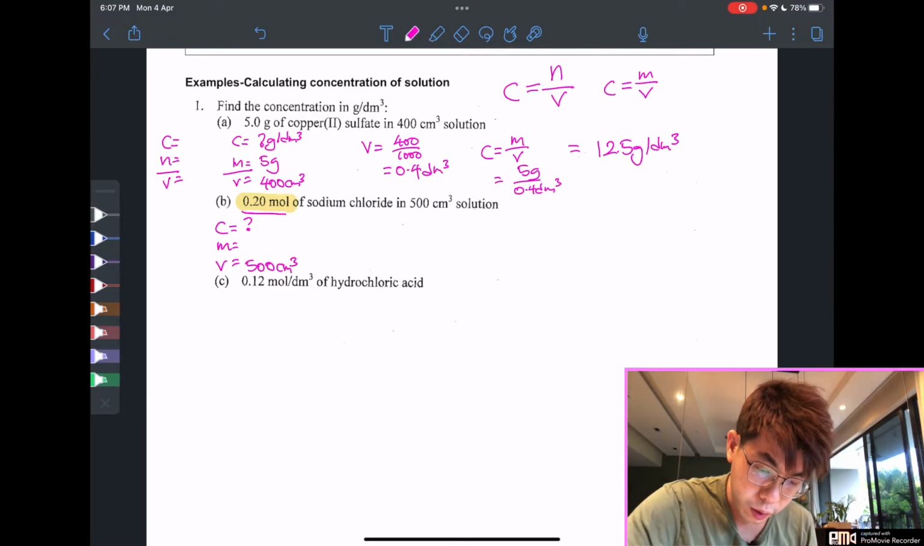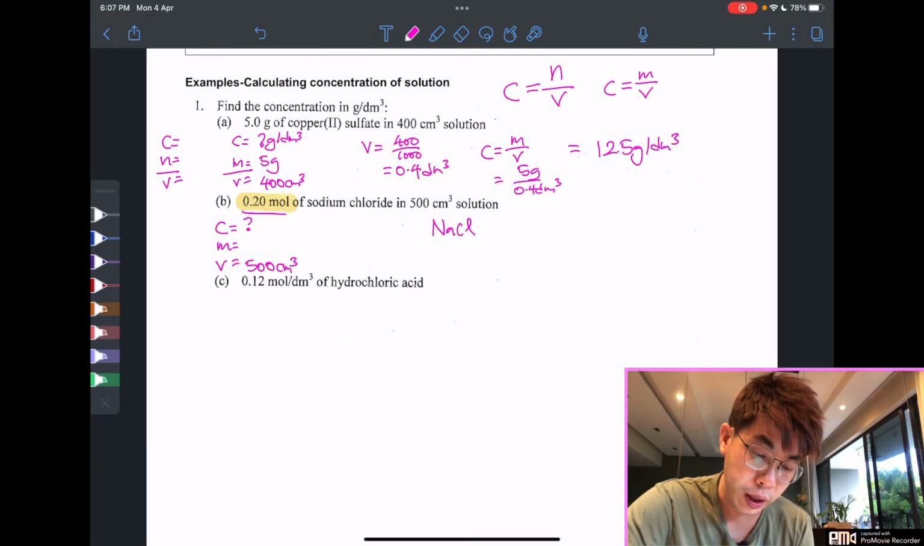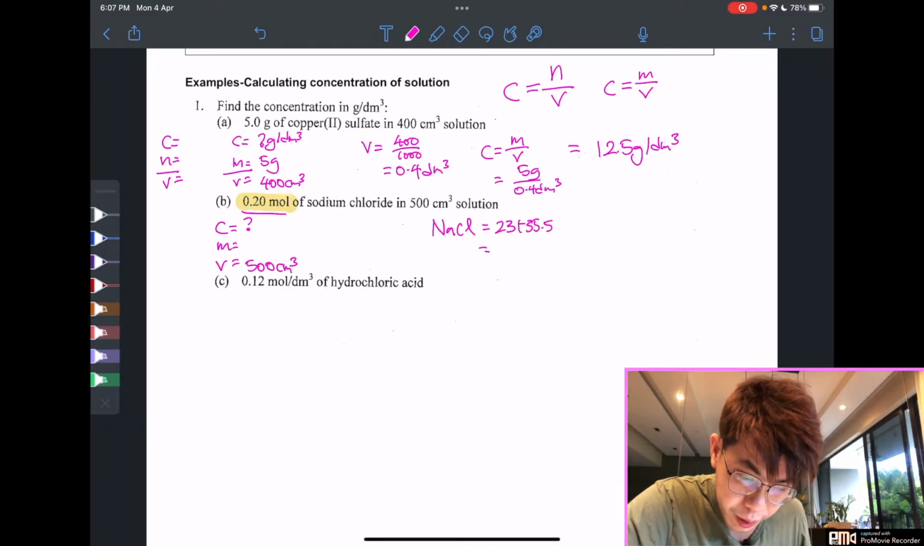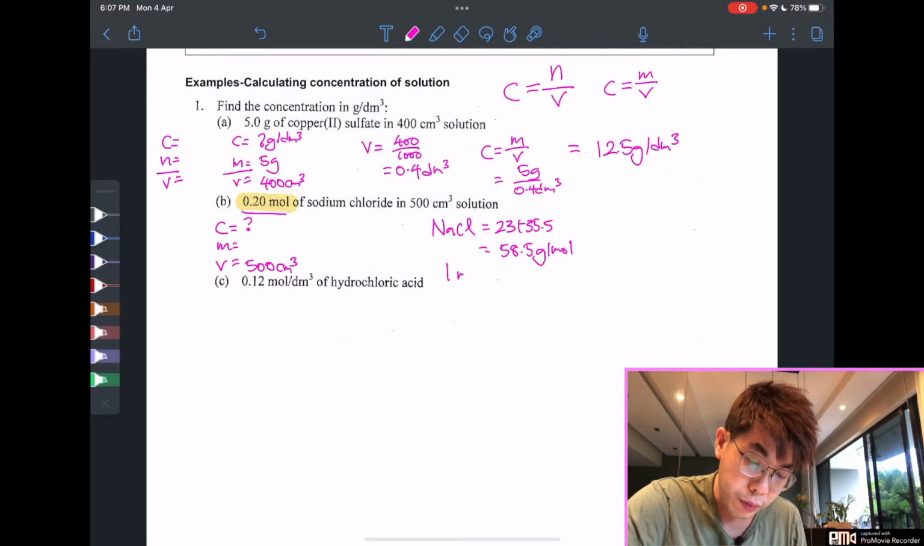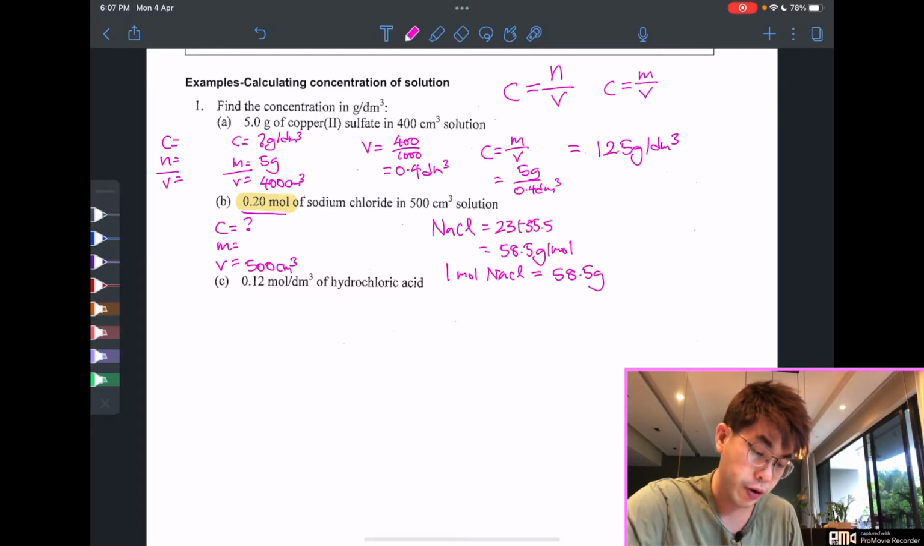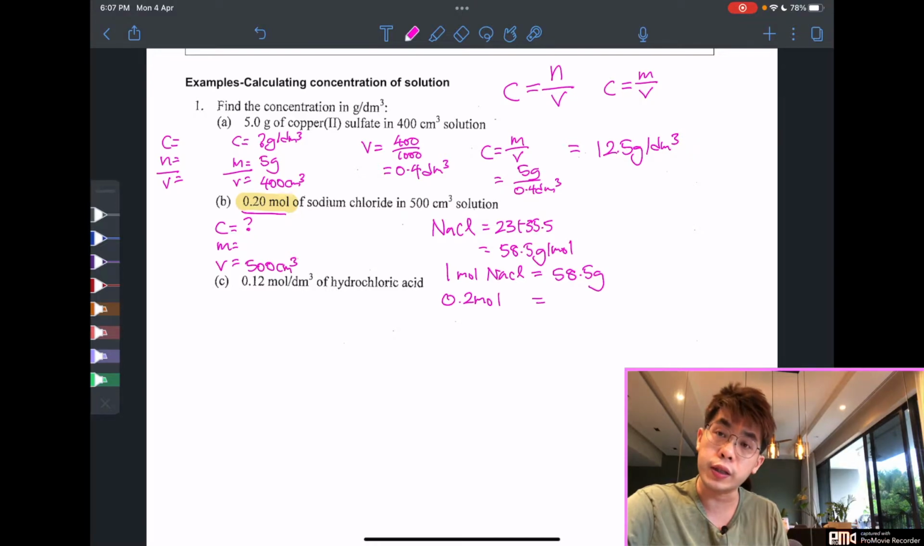Sodium chloride has a formula of NaCl, and NaCl has a molar mass. Please go and calculate 23 plus 35.5. That would be 58.5 gram per mole. What does that mean? It means that if I have 1 mole of NaCl, that would be equivalent to 58.5 grams. Currently, I only have 0.2 moles of NaCl. So how do I calculate that?